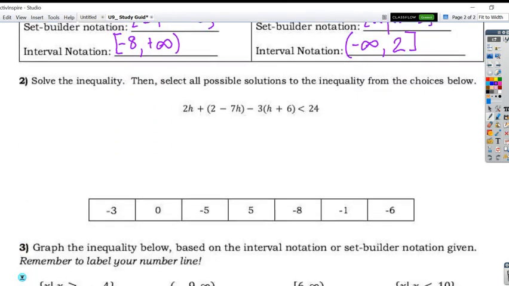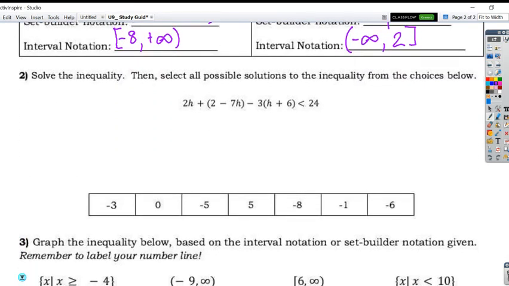As we scroll on down, number 2 there also wants us to solve the inequality, and then we're going to pick all of the solutions that would fit into this. So let's begin by solving. We'll need to distribute the invisible 1 here. So 2h and 1 times 2 makes 2. Positive 1 times negative 7 makes negative 7h.